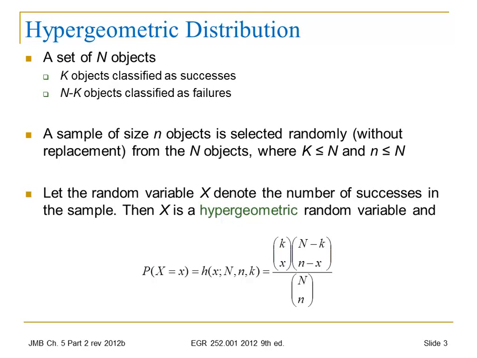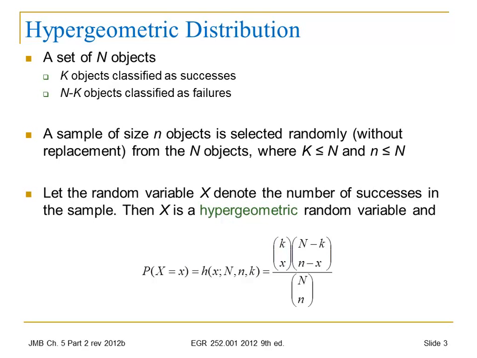Now, for the first distribution, the binomial, we were assuming that we were sampling with replacement, meaning that we take a unit, we put it back, we take another unit, we put it back, and so on.